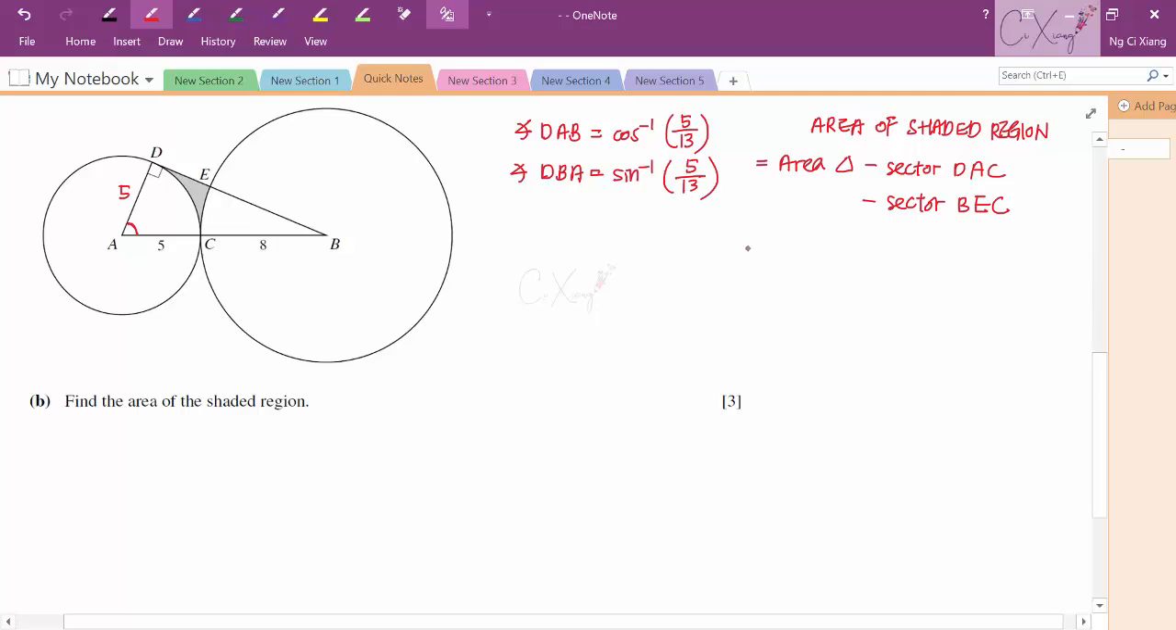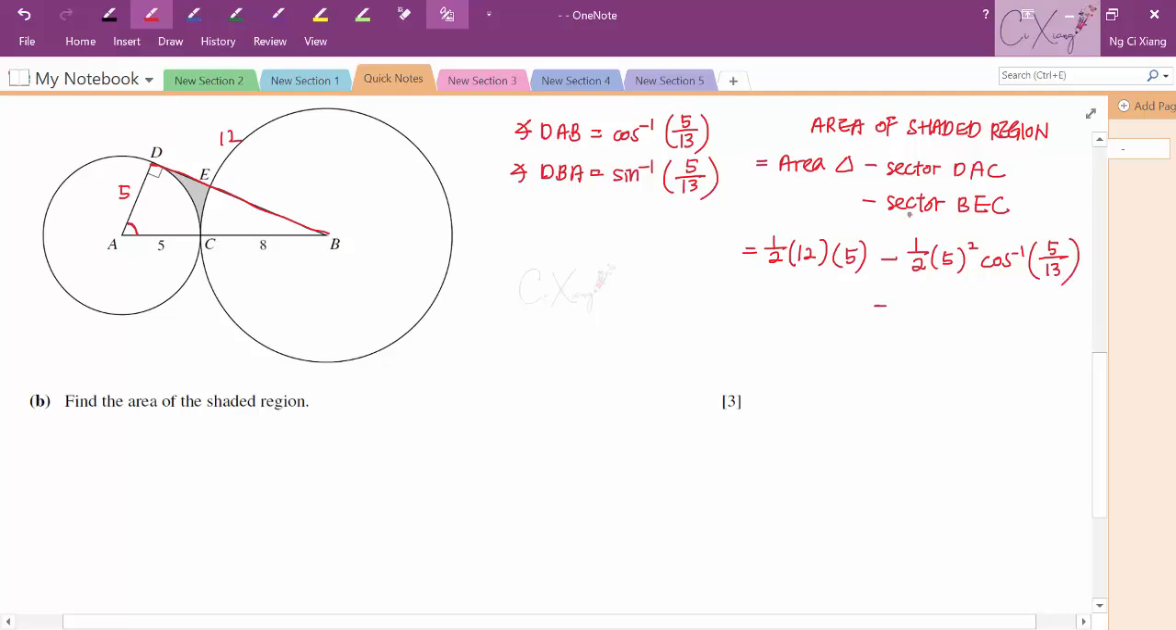Okay, then now let's start. For the area of the triangle, because this is a right angle triangle, and we already know that the length of DB is 12 cm just now, the area of the triangle will be half multiplied by base multiplied by height. Then minus the sector DAC. For the sector DAC, the formula will be half r squared theta, where r is 5. The theta will be the angle DAB, which is cos inverse 5 over 13.